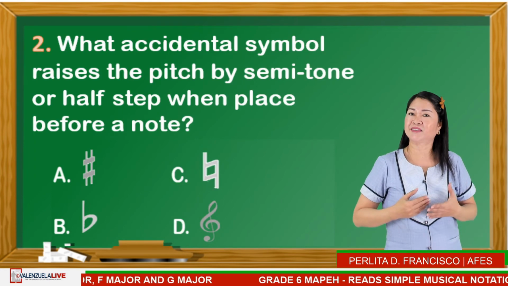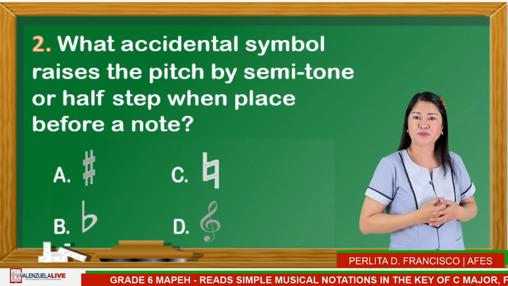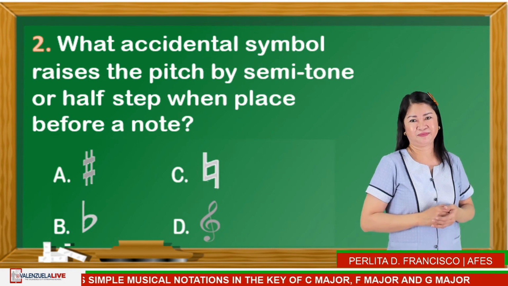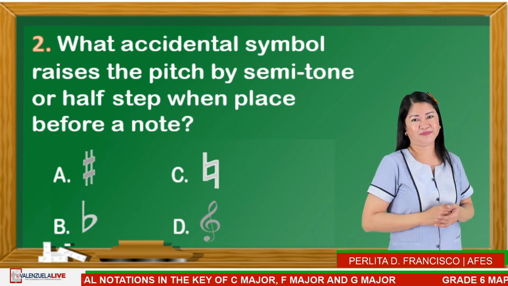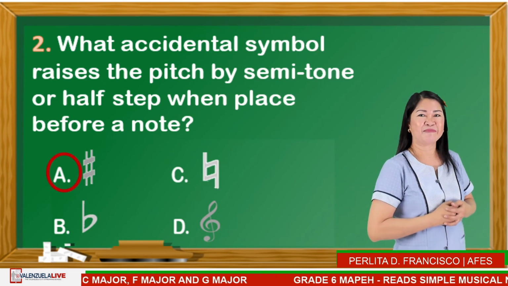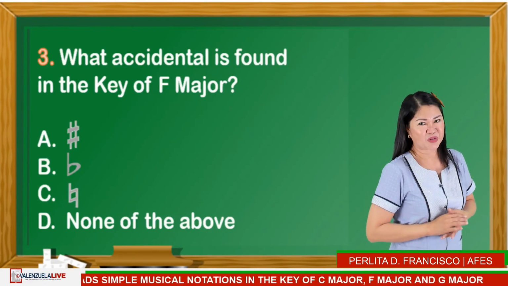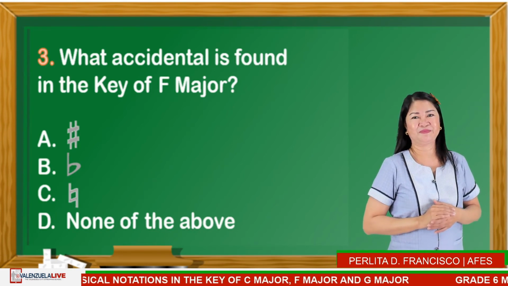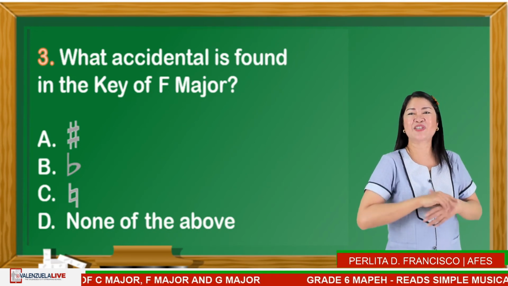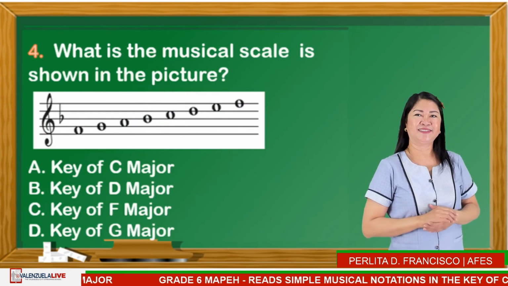Number 2, what accidental symbol raises the pitch by semitone or half step when placed before a note? Ready? Go. What is the answer? Very good. A, sharp. Okay, number 3. What accidental is found in the key of F major? Go. Time is up. So the answer is? Very good. B, flat.